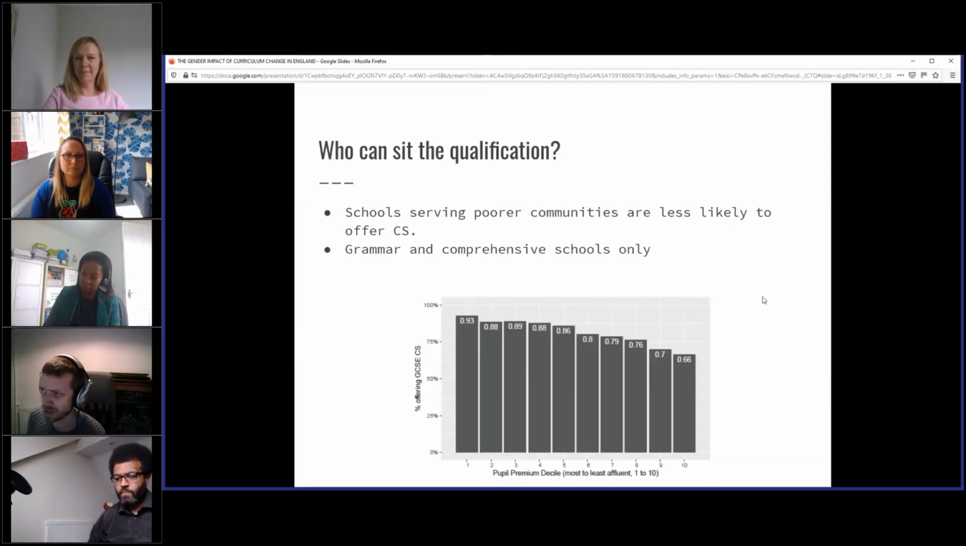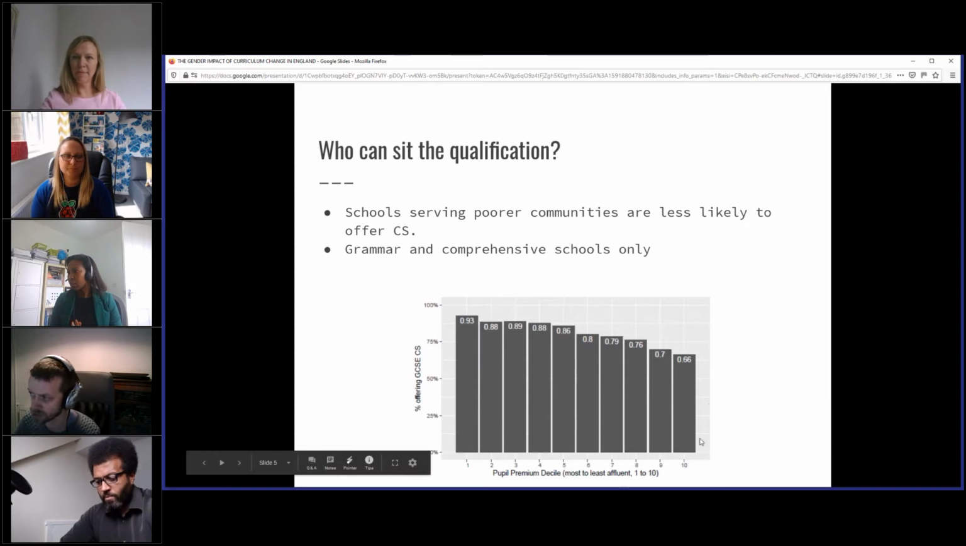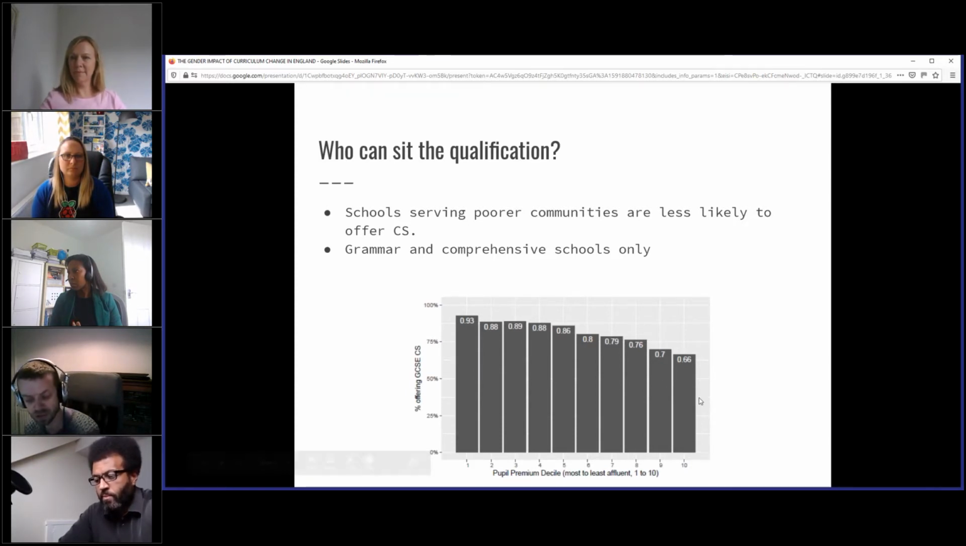And if we start just looking at who can sit the qualification, this graph here shows all the schools in the country broken into 10 groups based on the poverty level of the school. So the community that the school is serving, how poor those students are. And as you can see, amongst the poorest group of schools, the 10% poorest, 66% of those schools are offering computer science as of last year. And the richest group of schools, 93% of those schools are offering computer science.